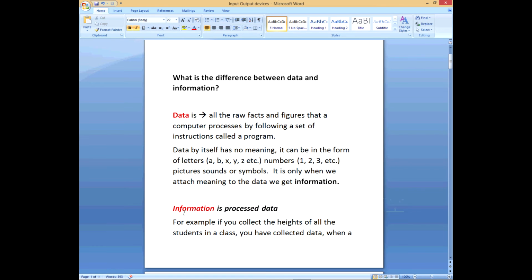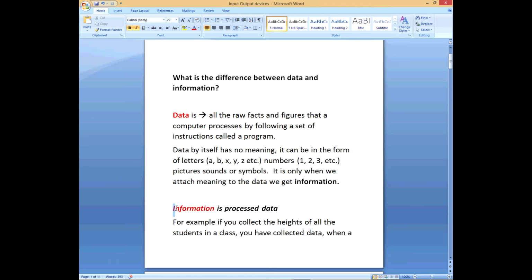In other words, data are all the raw facts and figures that the computer processes by following a set of instructions called a program. That's long and winded. Of course, if you can remember all of that, that's what you're going to write on the test. However, make it easy now. Just say all raw facts and figures that are what? Input into the computer. Simple. And I gave you examples. Can be letters, numbers, symbols, sounds, measurements, temperature, whatever it is.